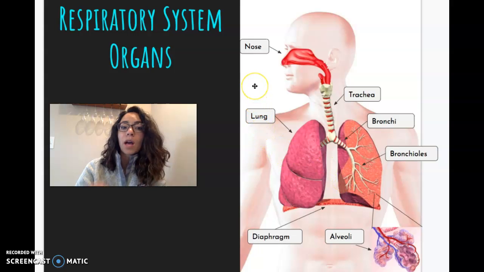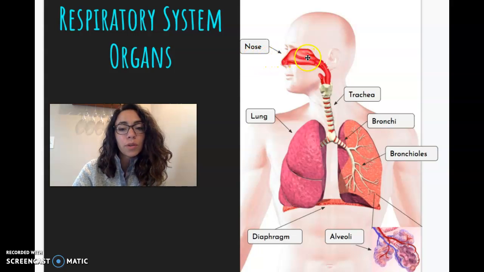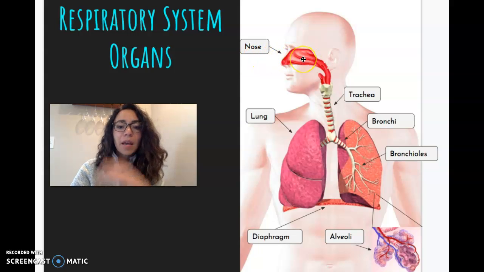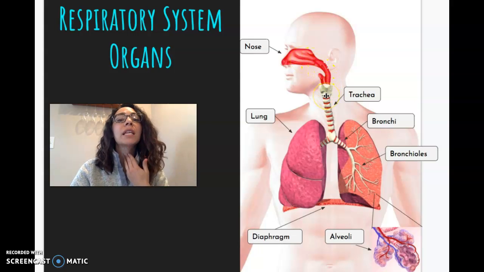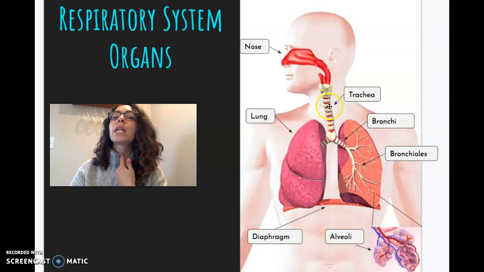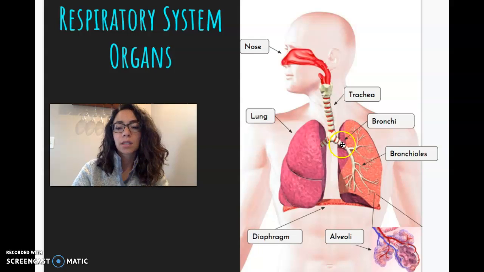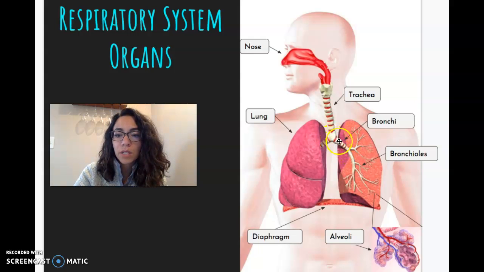So I'm going to talk about how the oxygen moves in. When you breathe in, the oxygen comes into your nose or your mouth, and that helps to clean the air. Then it moves down the trachea, which is your windpipe right here, and into your lungs. The branches here, these air tubes, are called bronchi. And as they get smaller and smaller, they're called bronchioles.